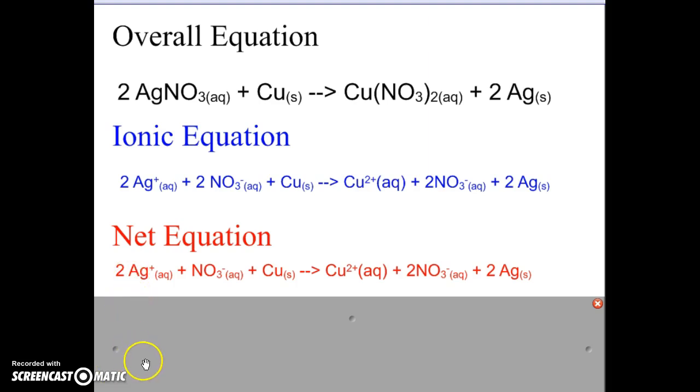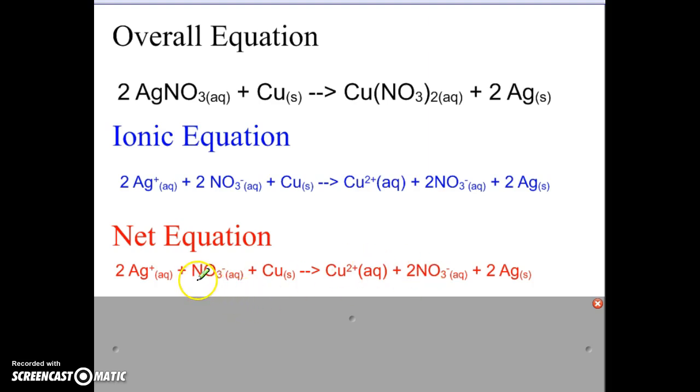Well, this gets a little trickier here. Notice that there's 2 silvers on this side, but they're +1. And on the product side, these silvers are not charged. They're neutral. How do we know they were neutral? This was the element, the new element that was formed. Remember, in single displacement reactions, we have an element plus a compound. The copper displaces the silver, so the silver element is neutral. So we can't cancel out the silvers.